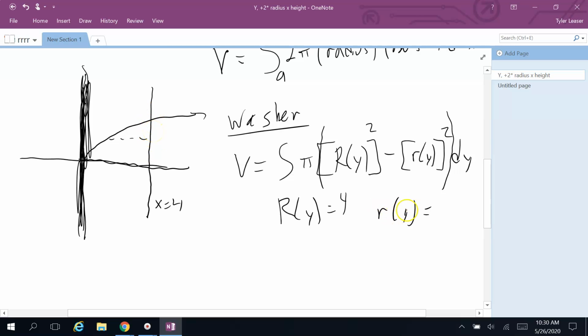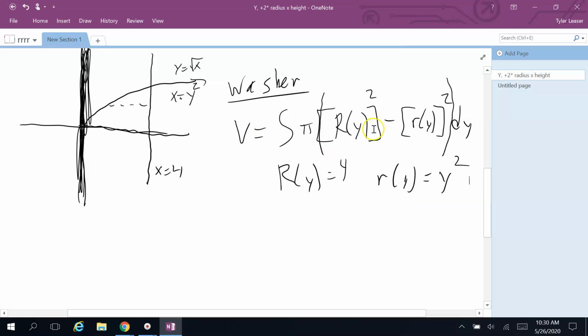My inside radius, on the other hand, always comes to this square root x graph. But we have to be careful, right? Because right now we have it as y equals square root x, but we need it as a function of y. So that means we need to solve this for x by squaring both sides and rewrite this as x equals y squared. That is going to be the inside radius.